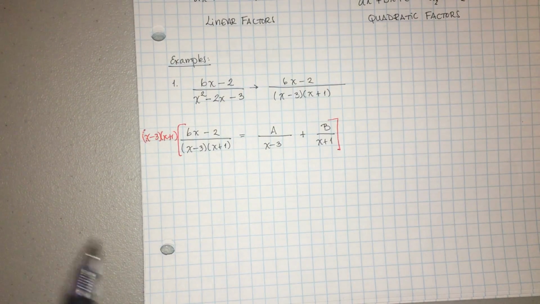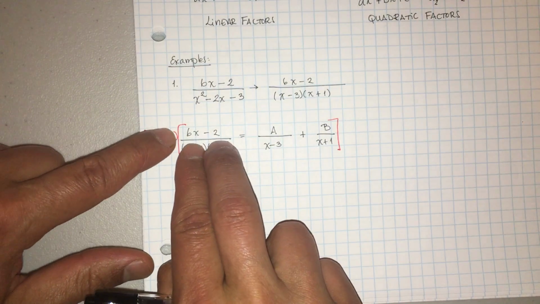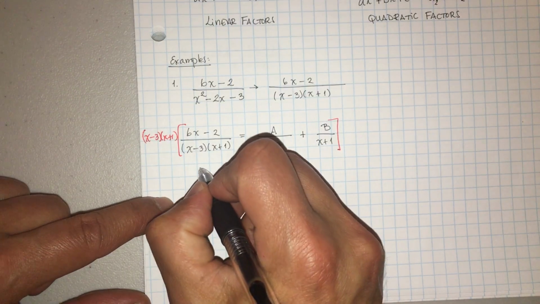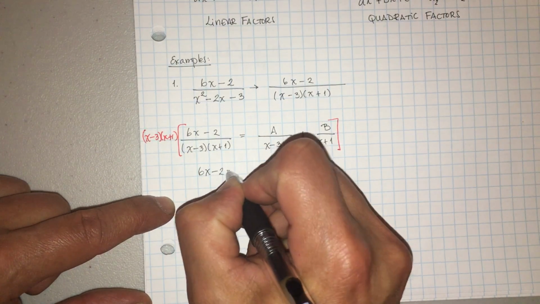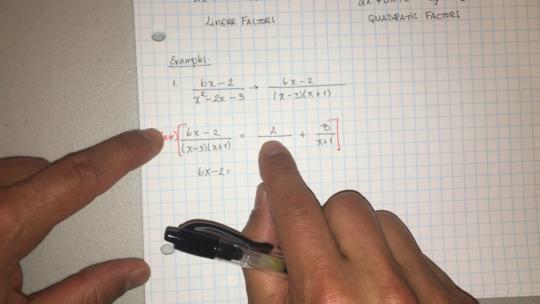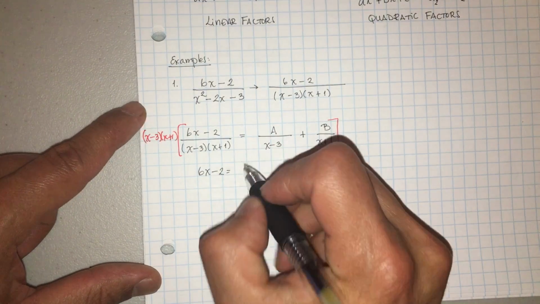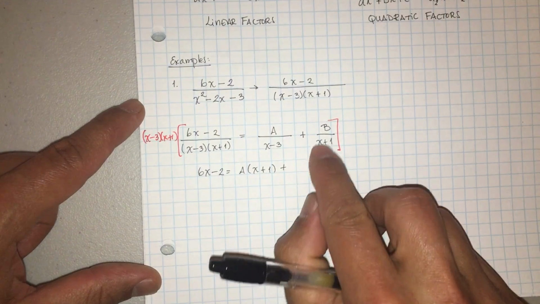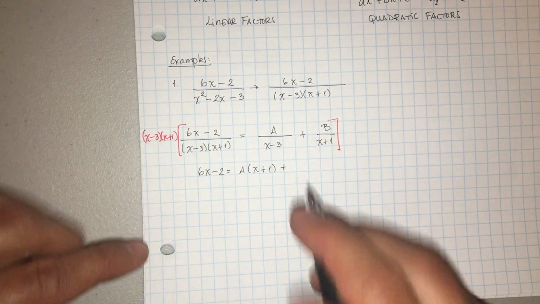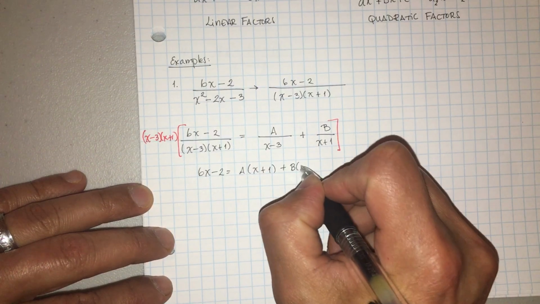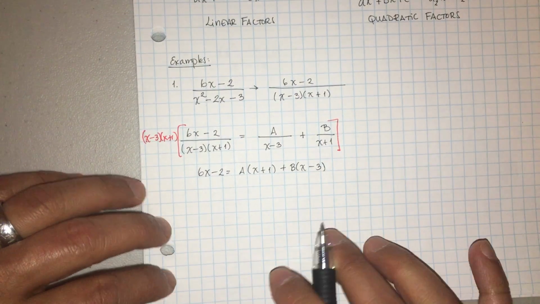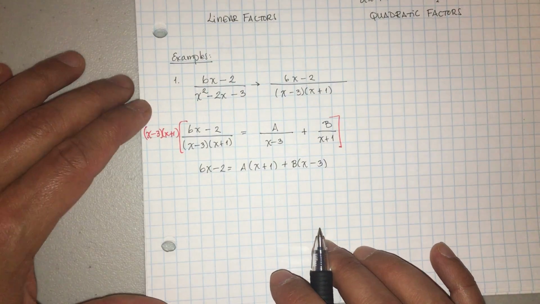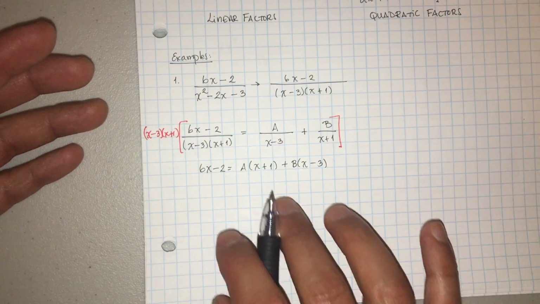Okay, distribute that. So when I distribute, this guy's going to cancel out. You're going to be left with 6x minus 2. Distribute that, the x minus 3 simplifies out, you're going to be left with A times x plus 1. And then the x plus 1 cancels out, you're going to be left with B times x minus 3. Okay? Great. And like we were saying, we can't solve two unknowns at one time.